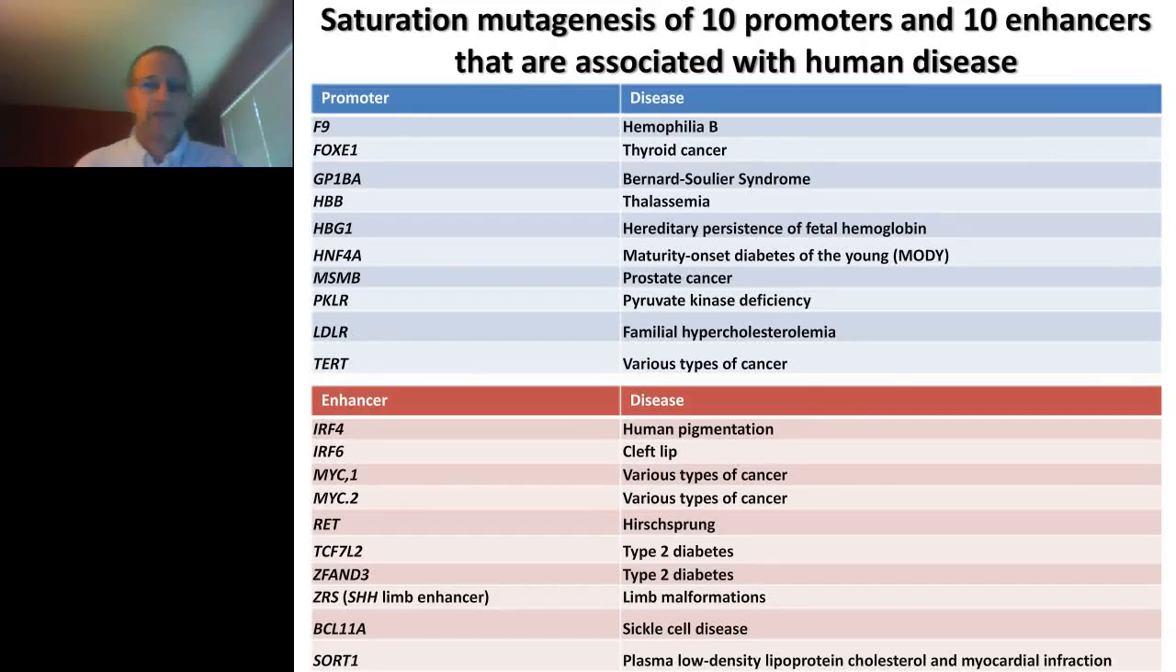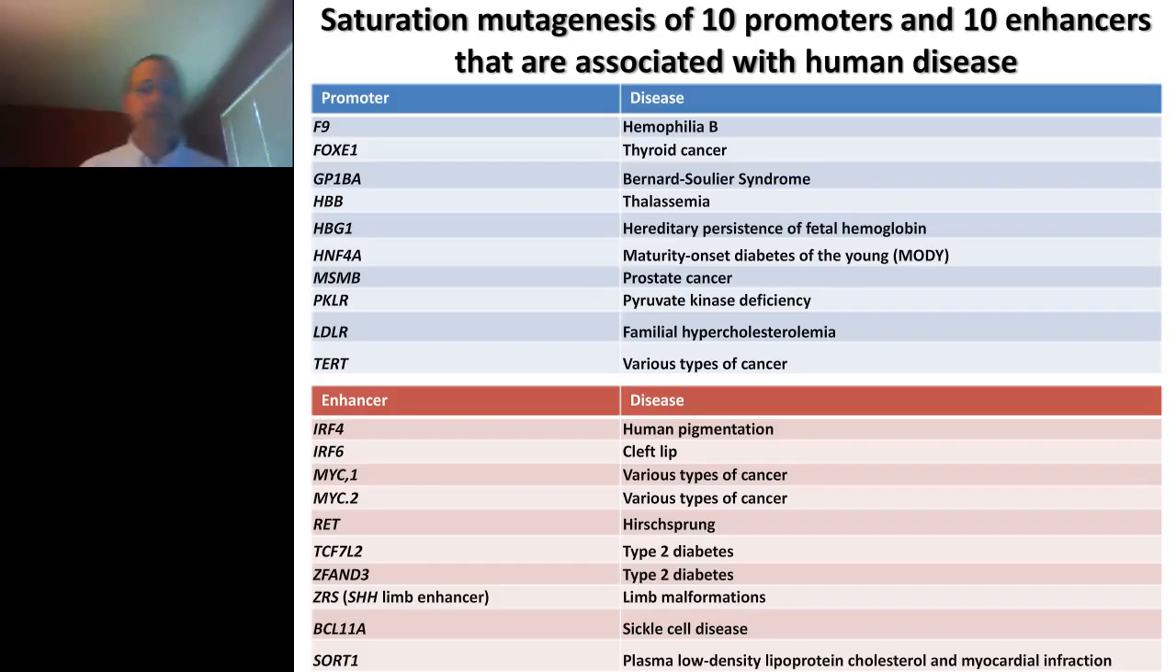And so we have a big project where we took 10 promoters, all listed here on the top, and 10 enhancers listed here in red on the bottom, that are known to lead to various human diseases. And the diseases are variable. You can see, for example, the hemoglobin promoters that lead to thalassemia, and the TERT promoter that leads to cancer, a lot of various promoters and various diseases. And same thing below for enhancers. You can see a lot of various enhancers that are known, mutations in them are known to lead to human disease, including the sonic hedgehog limb enhancer that I mentioned before.